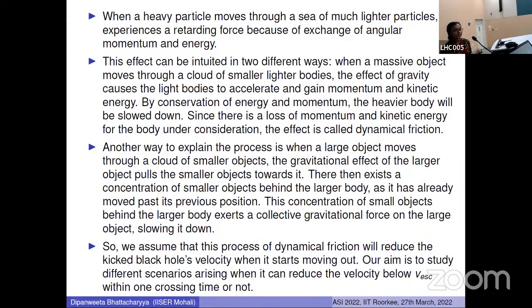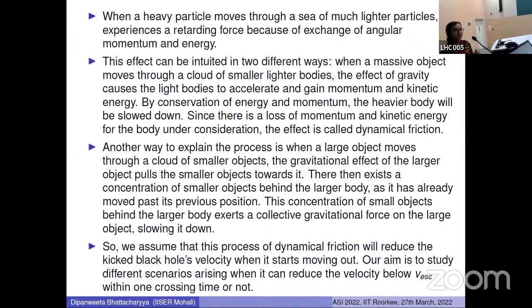Now, when a heavy particle moves through a sea of much lighter particles, it experiences a retarding force because of the exchange of angular momentum and energy. This is a process called dynamical friction, which can be intuited in two different ways. When a massive object moves through a cloud of smaller, lighter bodies, the effect of gravity causes the lighter bodies to accelerate and gain momentum and kinetic energy. Therefore, by conservation of energy and angular momentum, the heavier body will, of course, be slowed down. Since this is a loss of momentum and kinetic energy, it is called a dynamical friction process.